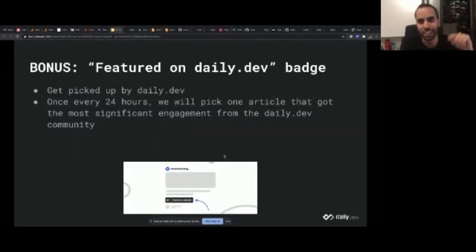And if you want to be a little more extreme, there is even a bonus challenge. Every day we give the featured on daily.dev badge to a Hashnode article. So if you published your content, got picked by daily.dev, and you were the best article on our feed for the day, you will get this badge. We already sent this badge to many authors on Hashnode, and this is the bonus task for you. If you manage to do the first task, try to do the bonus task and get this badge. It's really cool, and you can get both featured on Hashnode and featured on daily.dev.